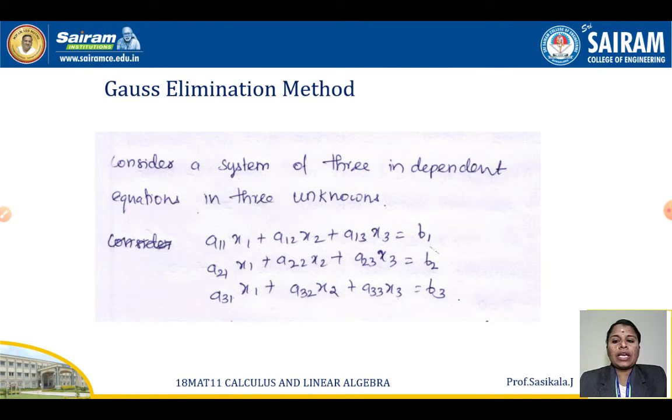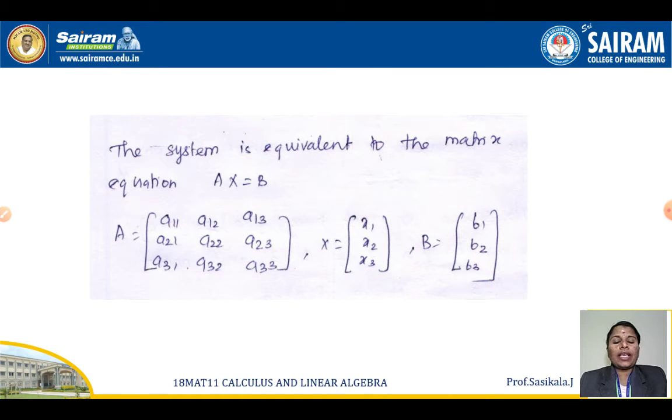Consider a system of three independent equations in three unknowns. We are taking this as an example; it may be four equations or five equations also. So totally I have three independent equations in three unknowns: a11 x1 plus a12 x2 plus a13 x3 equals b1, a21 x1 plus a22 x2 plus a23 x3 equals b2, a31 x1 plus a32 x2 plus a33 x3 equals b3. The system is equivalent to the matrix equation, as we have discussed before.